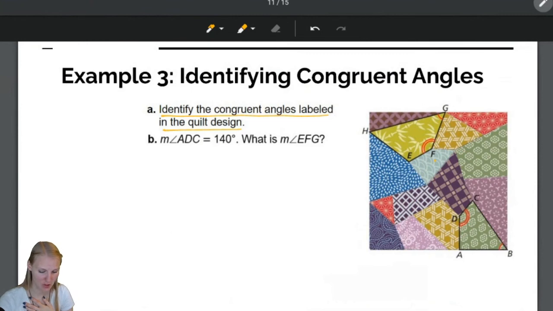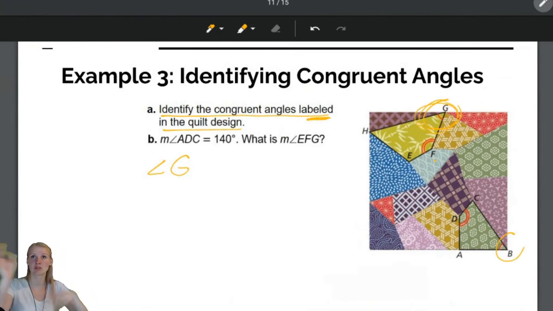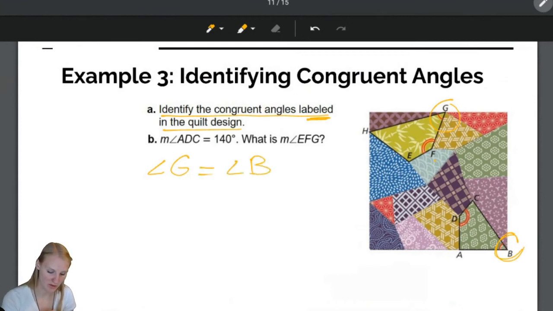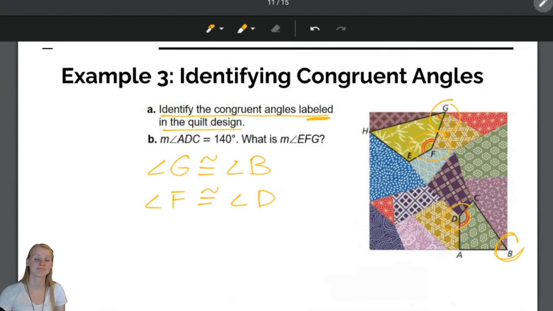Okay, so identify the congruent angles labeled. And those labels I was telling you about are these tick marks. So because angle G, and I can call it angle G because there's only one angle G. There's no other vertices with angle G. So angle G has 1 tick mark and angle B has 1 tick mark. So I know that these are congruent. There you go. And angle F has 2 tick marks and angle D has 2 tick marks. So these are also congruent. There you go. Part A is done.